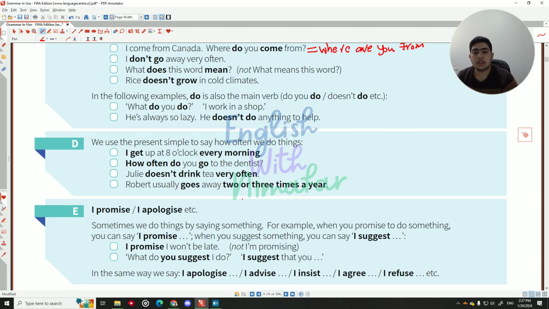We use the present simple to say how often we do things. I get up at 8 o'clock every morning. How often do you go to the dentist? Julie doesn't drink tea very often, and Robert usually goes away 2 or 3 times a year.